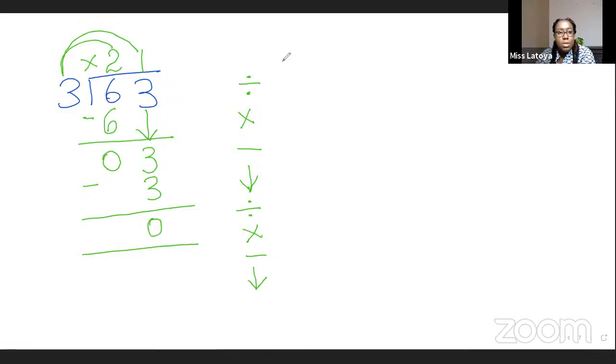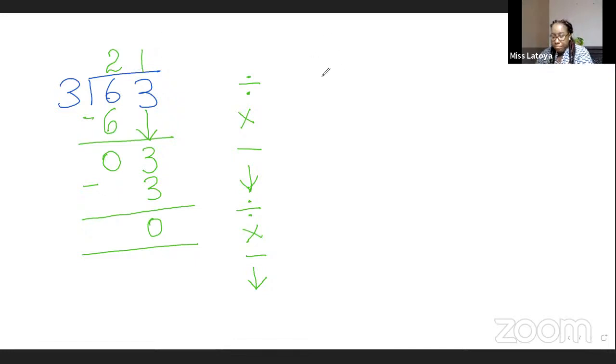So what's my quotient? What's my answer? How much times could 3 go into 63? 3 can go into 63 21 times. Okay, there are no remainders. The answer is simply 21. Let's do a next question.